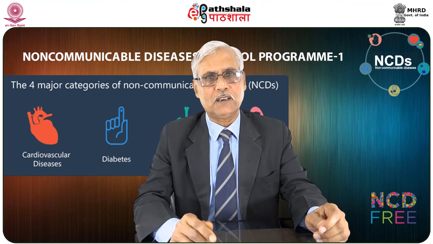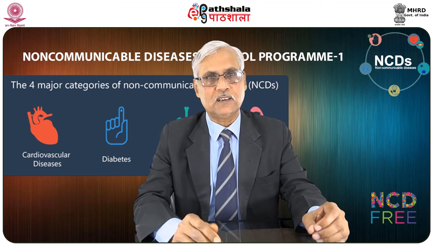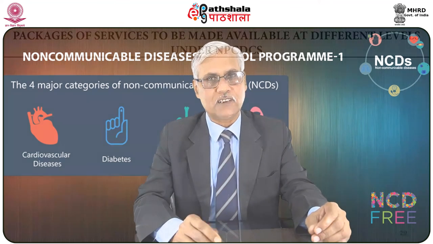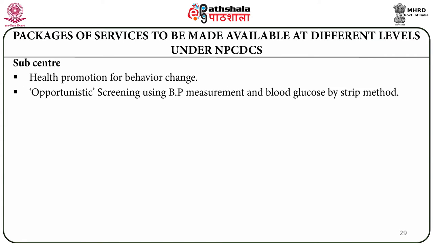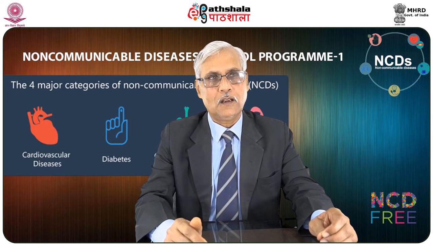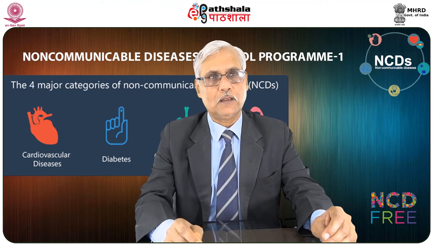District hospitals linked to private laboratories and NGOs will help to provide the additional component of continuum of care and support for outreach services. We have in our country the health infrastructure, and in the periphery we have a subcenter which takes care of 5,000 to 3,000 population, whether in the plain area or in the hilly and tribal area. At the subcenter level, the basic activities will be health promotion for behavioral change, opportunistic screening using blood test instruments and blood glucose by strip method, and referral of suspect cases to community health centers and PHCs.